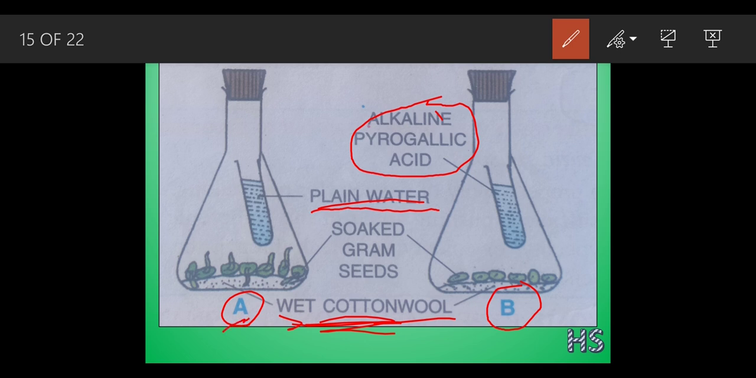Inside the flask A, they have kept the plain water, and inside the flask B they have kept a solution which is known as the alkaline pyrogallic acid. After a few days, in the flask A, the seeds will start to germinate. But in the flask B, the seeds won't show any sign, or a very slight amount of germination. It is going to show a bit or no sign of germination.